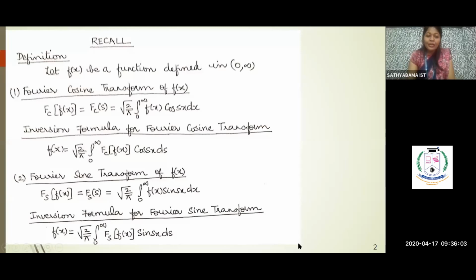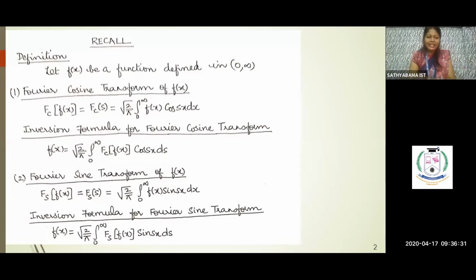Now I have the corresponding inversion formula. If you compare it with the definition, you will see that all you're doing is exchanging f of x and Fc of f of x. So f of x comes to the left, Fc of f of x goes to the right hand side. Another difference is, instead of dx, I have ds. So the variable in the inversion formula is s, not x.